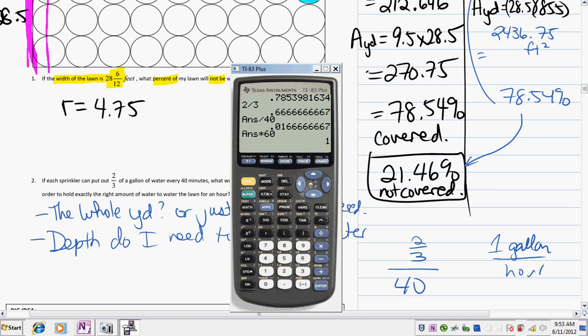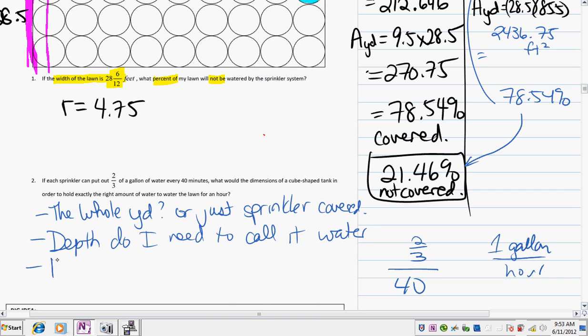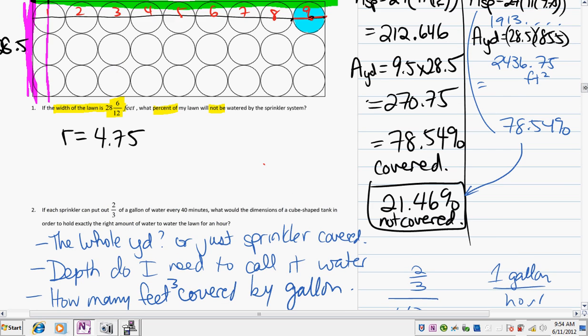Another question to ask is how many gallons, or how many cubic feet are covered by a gallon. Because my problem here is in feet, and I don't know how to convert from gallons. So there's a bunch of things to think about that you need to be able to answer in order to answer this question. Some of which are user-defined. So math isn't just this straightforward thing. A lot of it depends on what you're asking me for. So these would be the questions I would need to ask in order to provide a solution.